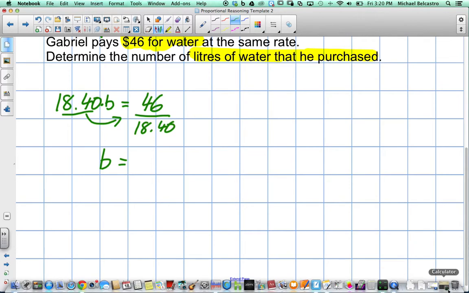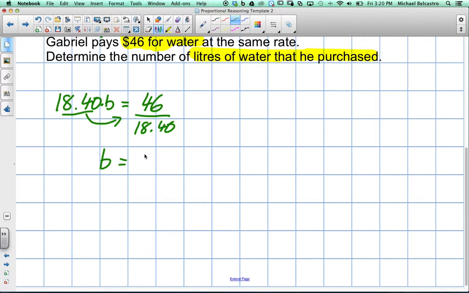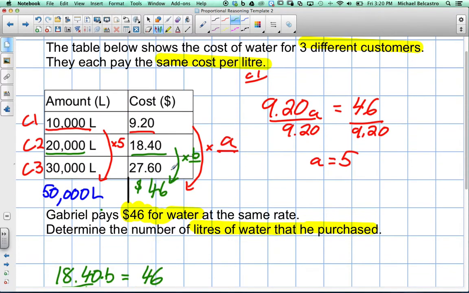this value is. Okay, so we take our 46 and divide it by our $18.40. It gives us a value of 2.5. So b is 2.5. So our constant of proportionality, okay, our constant of proportionality is 2.5.